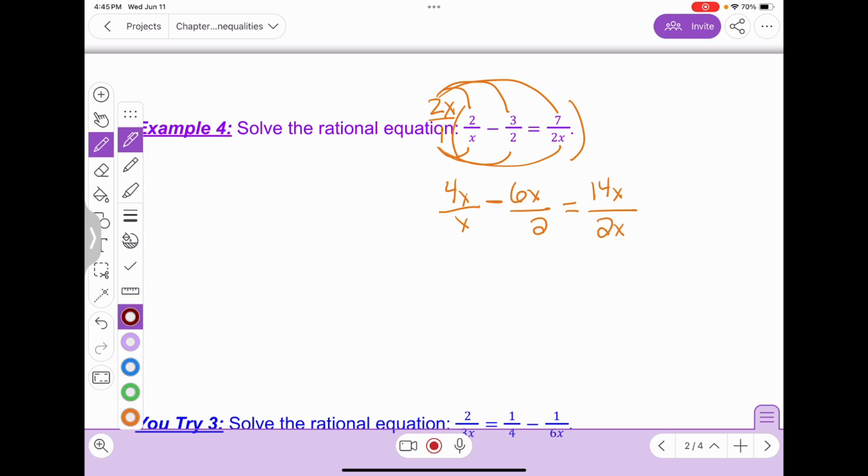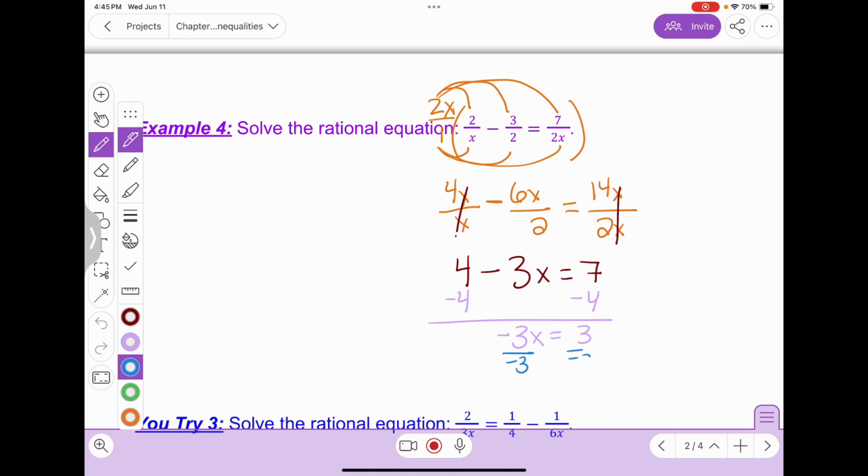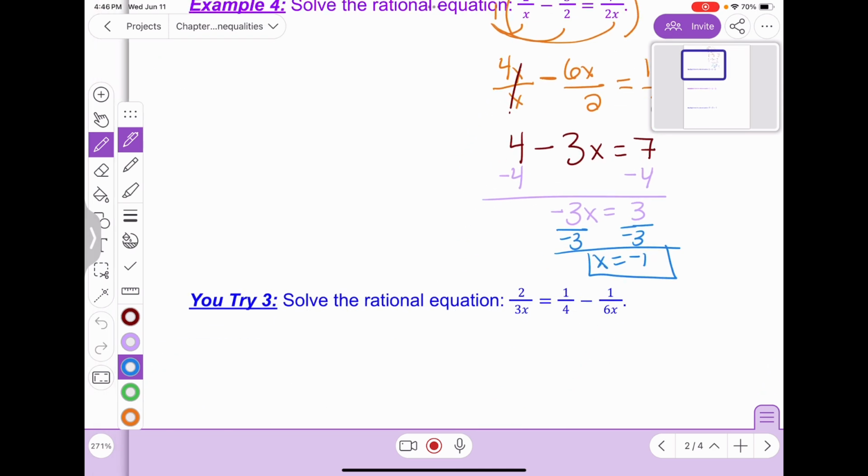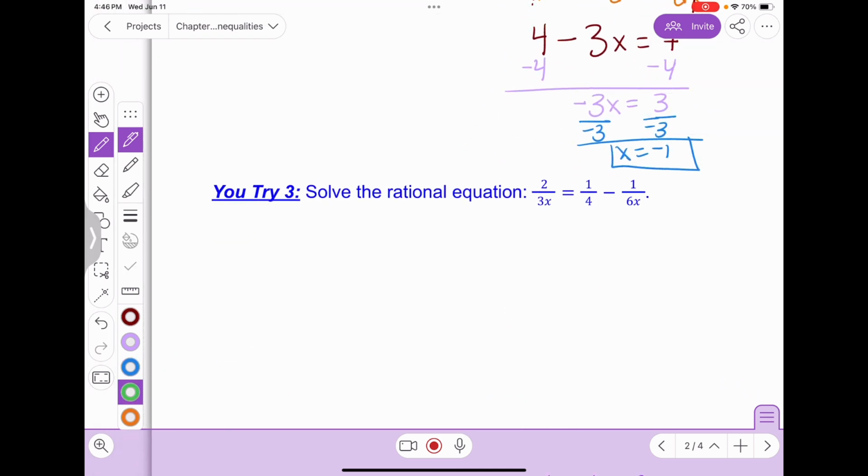Now let's simplify. So the x's cancel. We're left with 4. 6 divided by 2 is 3. We'll have our x. 14 divided by 2 is 7. Those x's cancel. Now we just have an equation to solve. So we subtract 4 from both sides. Negative 3x equals 3. Divide both sides by negative 3. And then negative 3 divided by 3 is negative 1. So x equals negative 1. Why don't you pause the video and do the you try?